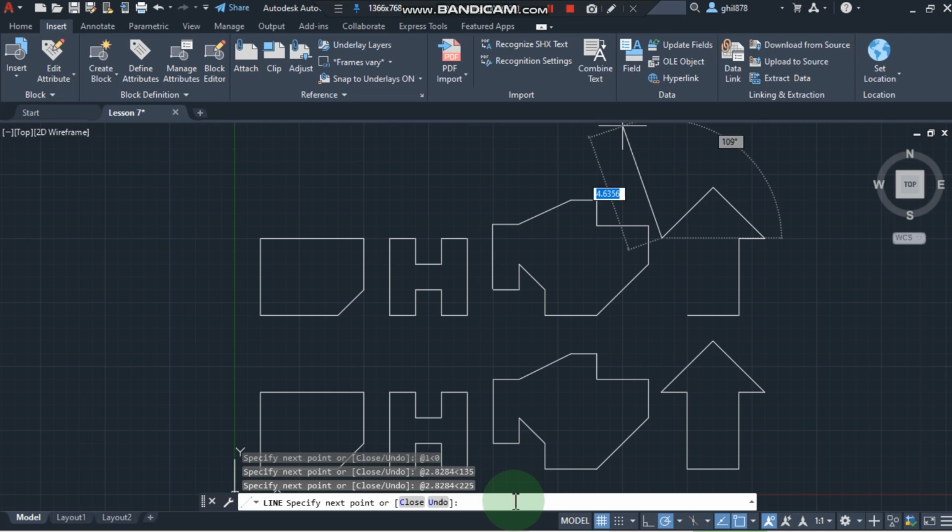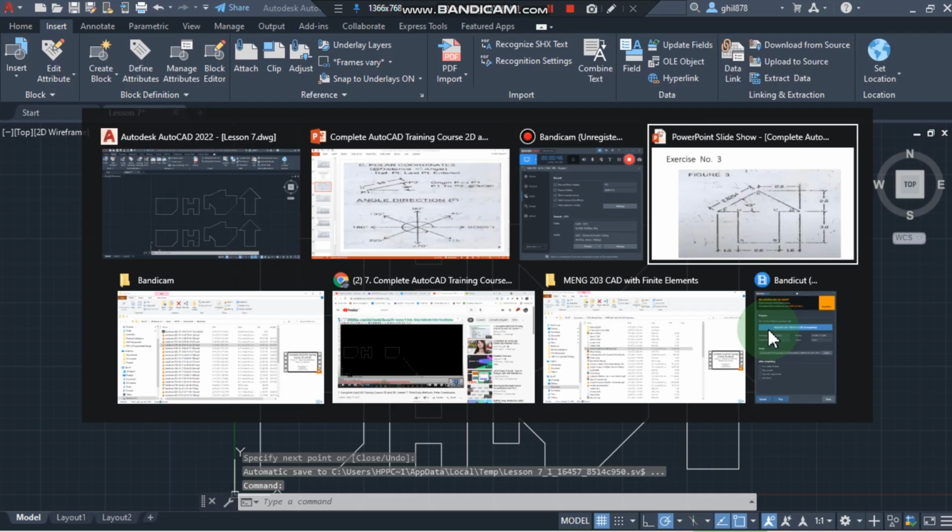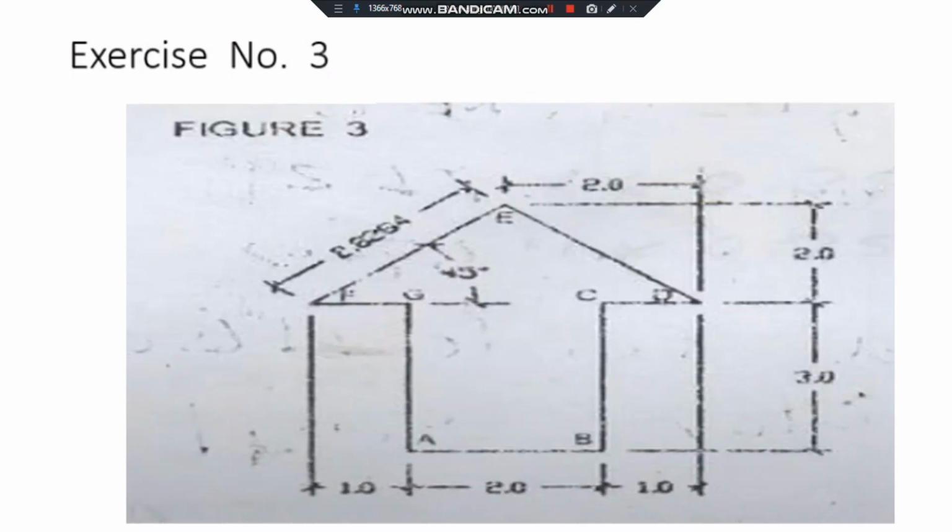There we have it. Then at 1, angle of 0 degrees because it's to the right. Then we have at 3, angle downward 270 degrees. And we have finished our exercise number 3.